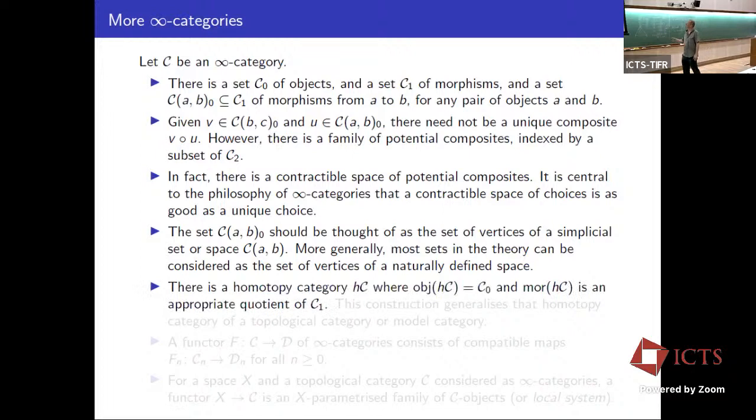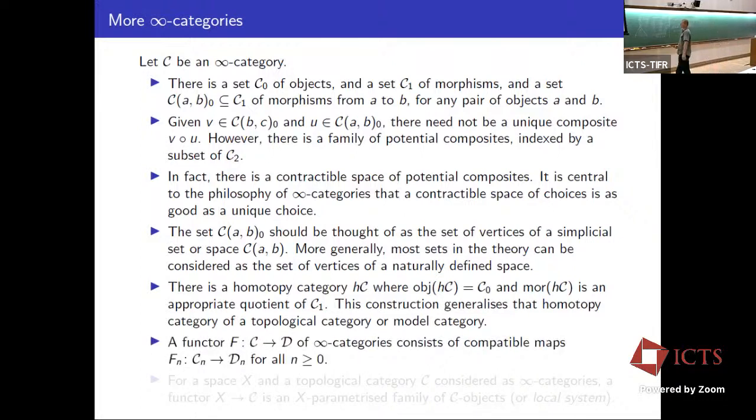Whenever you've got an infinity category C, then you can make a homotopy category. So again, the objects of the homotopy category are just your C_0, and the morphisms of the homotopy category are some appropriate quotient of the C_1. And you can set things up with a construction of infinity categories from topological categories or model categories in such a way that you get the same homotopy category as you did in the previous formulation.